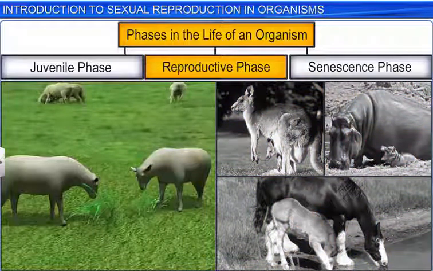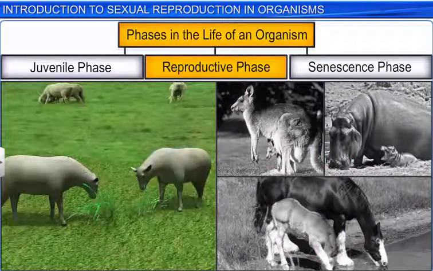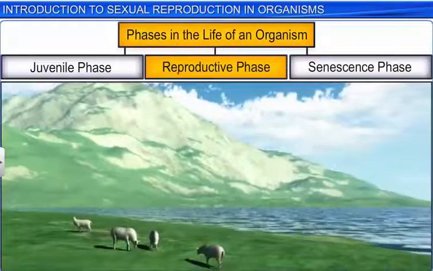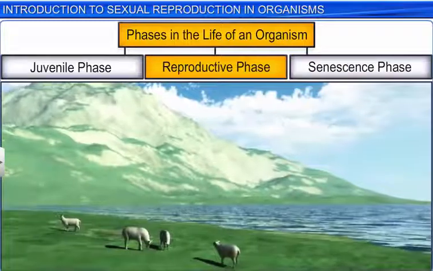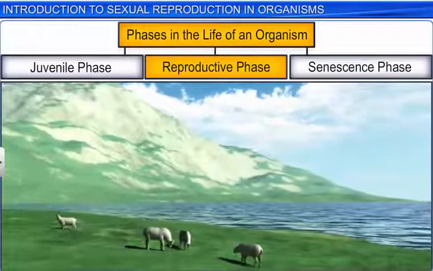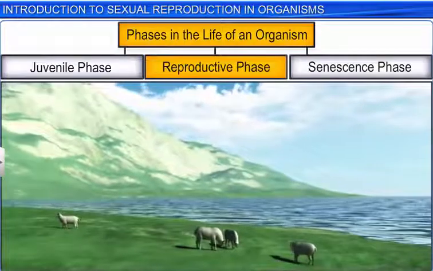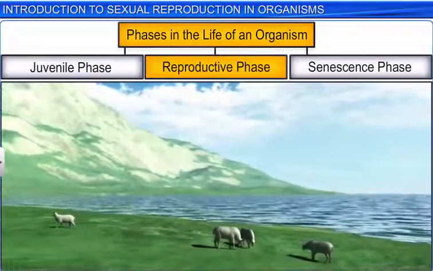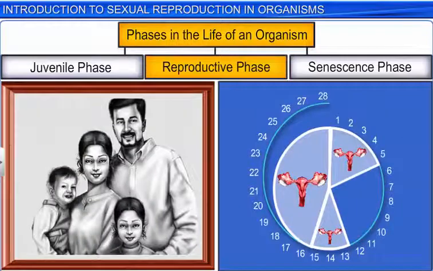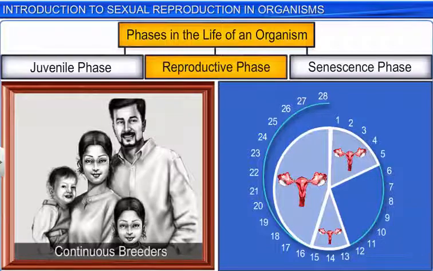Sheep, for instance, have spring as their favorable season for breeding. Breeding during spring allows for the birth of lambs at an optimal time, that is, when the weather is warm and there is plenty of grass and water available in nature. In human beings, on the other hand, the females experience the menstrual cycle and are active throughout their reproductive phase. They are therefore called continuous breeders.